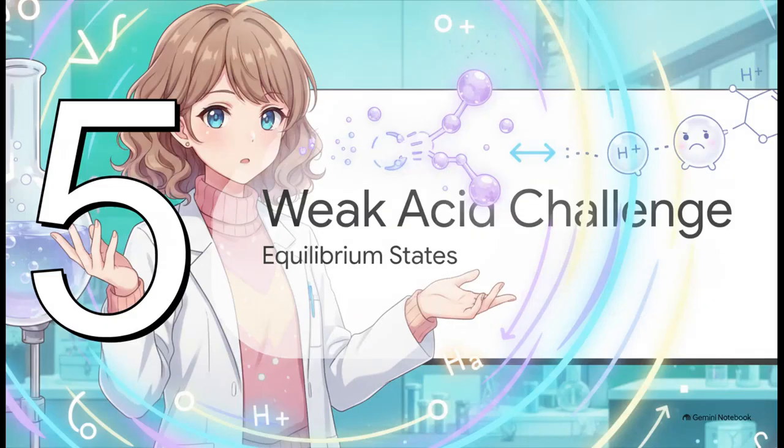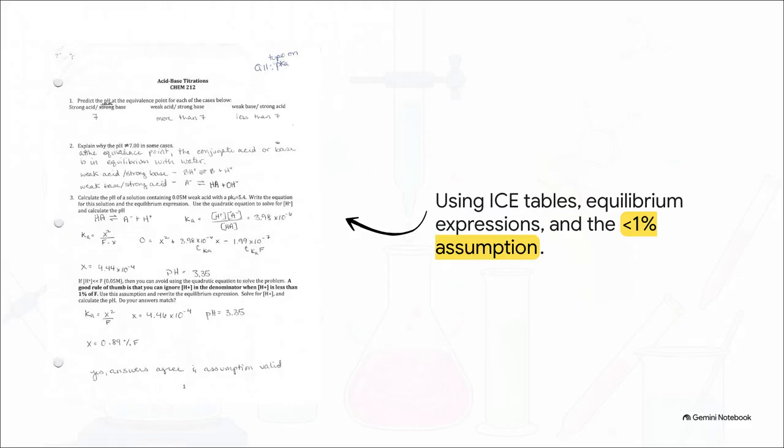Section 5. The weak acid challenge. What happens when things don't fully dissociate? Suddenly, because a weak acid exists in an equilibrium state, the plot thickens. We have to use complex initial, change, equilibrium, or ICE tables. But don't panic. Remember my favorite rule of thumb.